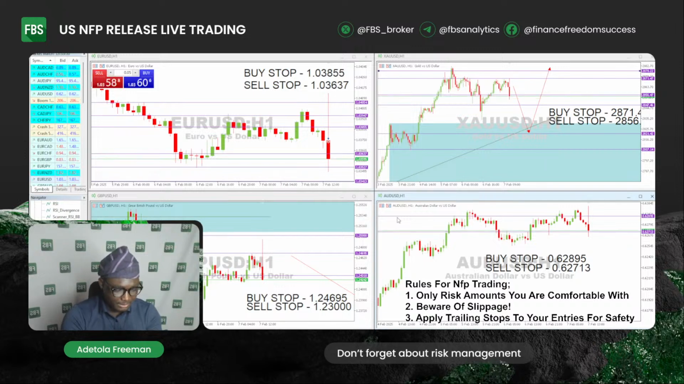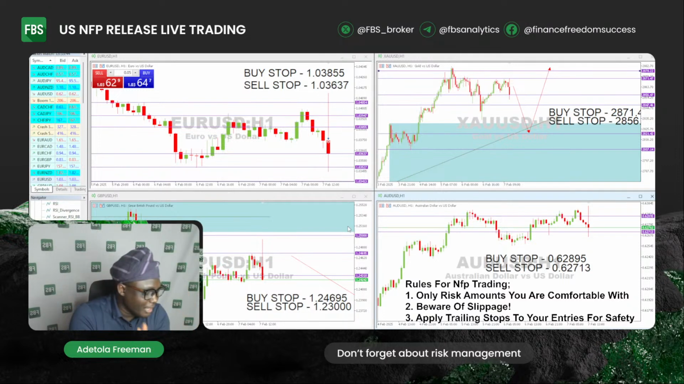Let me see. Yes. The buy, the sell, both in profit, and both are already closed. Why? Because I used a trailing stop. So I was able to pick a buy and a sell, and both of them ended up in profit, even though the market did a whipsaw. Do you get what we're talking about here?